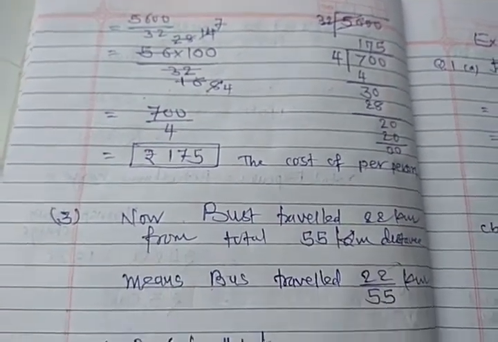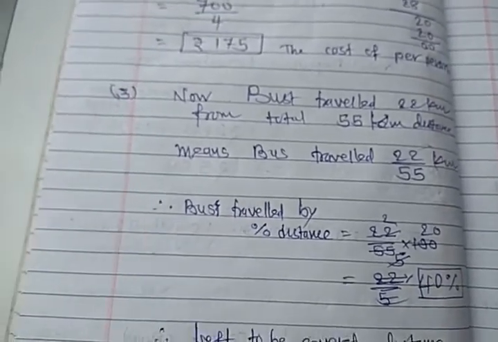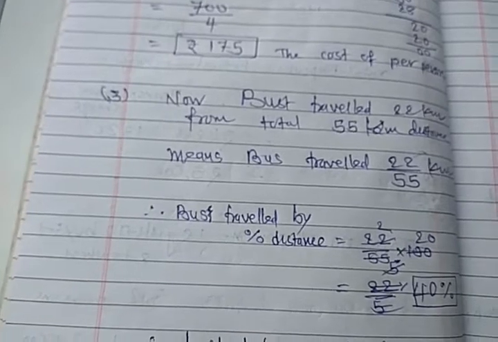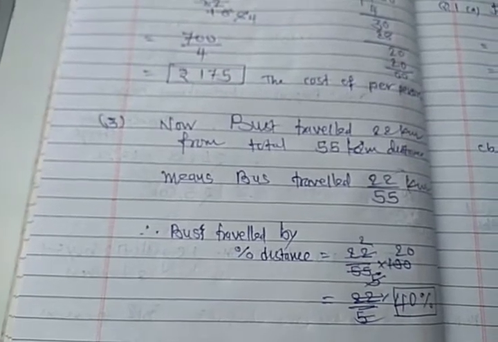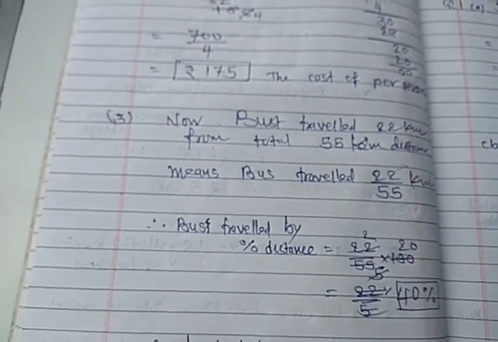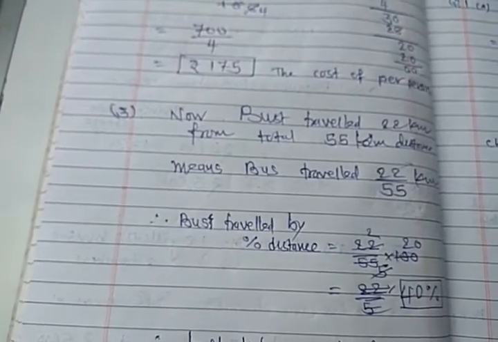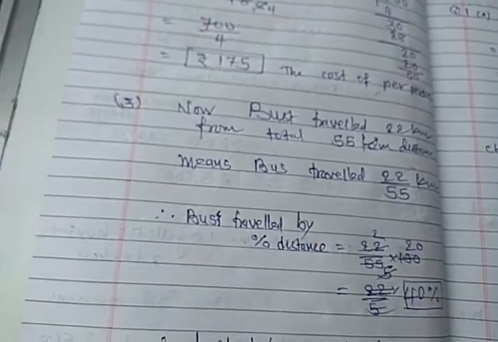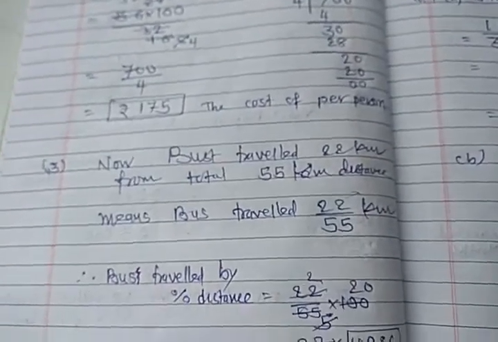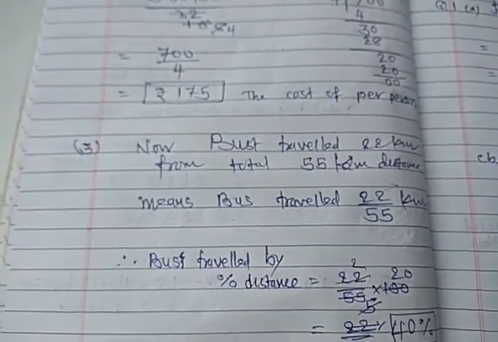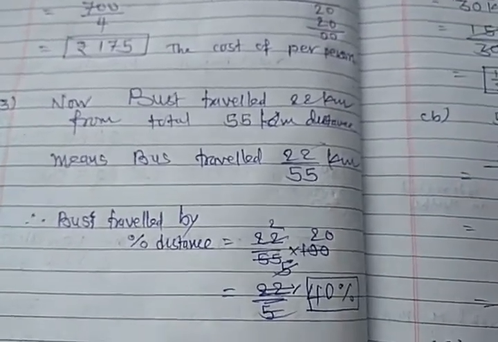Okay, let's move to the third question. In that third question, if the first bus stop is placed at 22 km from the school, what percent of the total distance of 55 kilometer is this? And what percent of the distance is left to be covered? You see that from 55 kilometer the bus travels first only 22 kilometers. So means the bus travels how many kilometer distance?